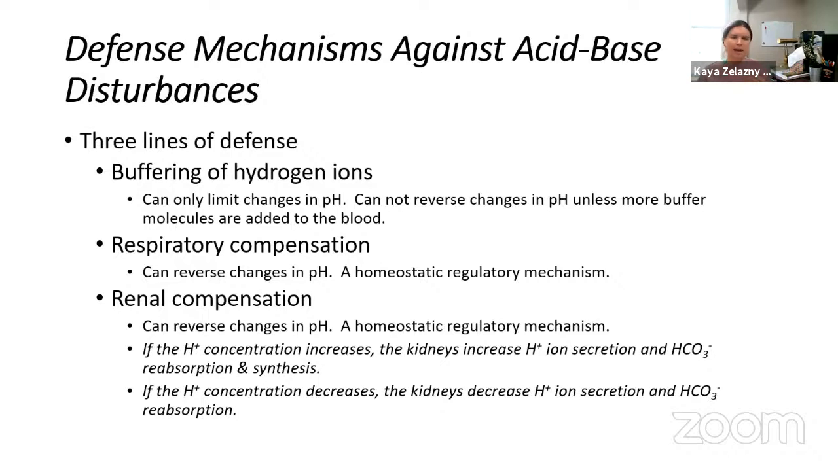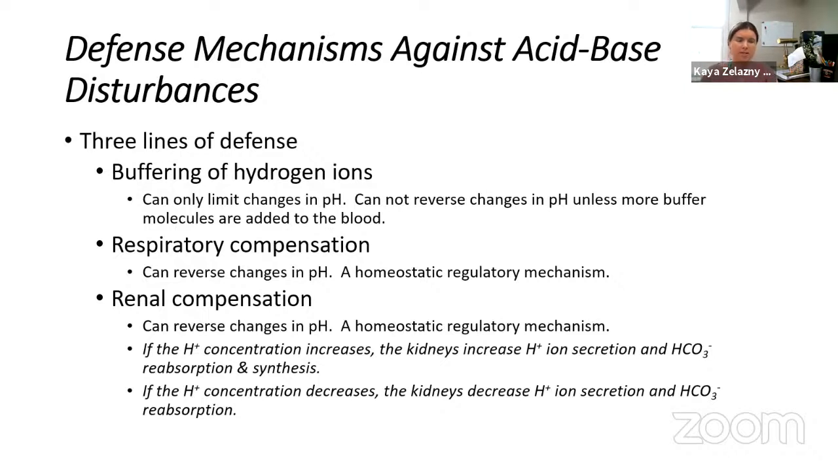So as we have problems that either increase the acidity or alkalinity of our blood, those buffers that are present in the blood can soak up those hydrogen ions if necessary, but they can only do that to a certain extent. And it's not like the hydrogen ions disappear totally from your body when they're bound into a buffer. They're still in your body. So we're not actually getting rid of the hydrogen ions completely, so they can't totally reverse changes.